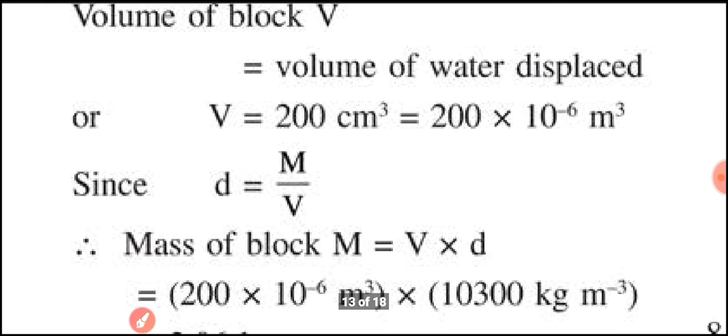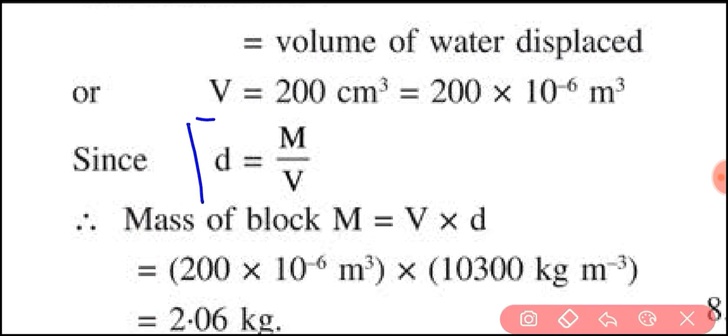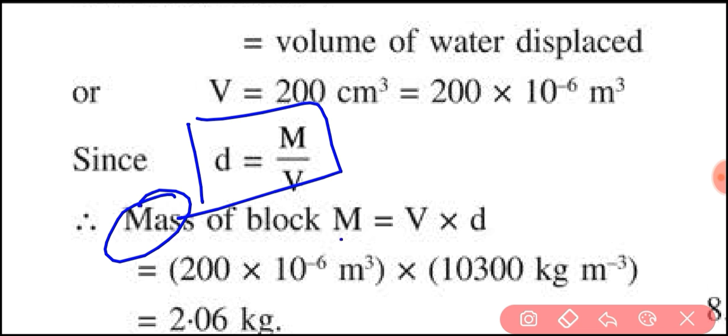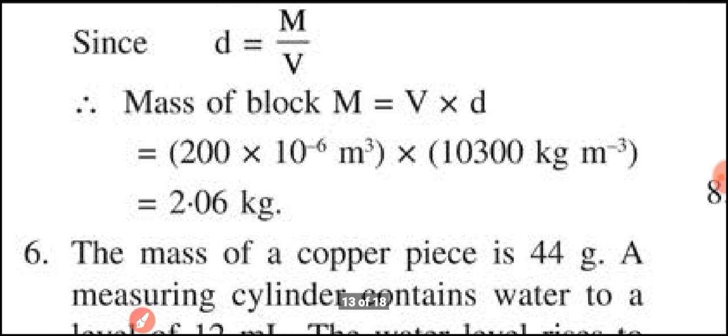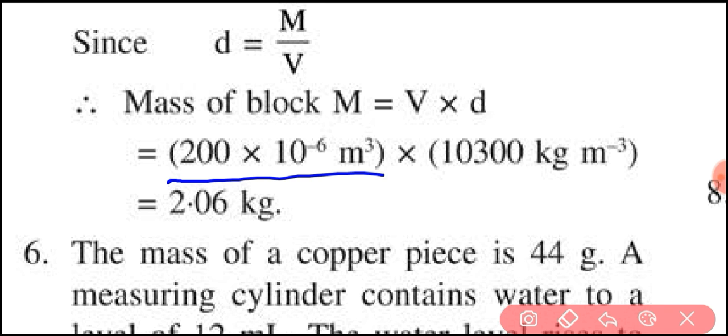So now we know that the equation density is equal to m upon v. This is the equation to find out density. But here we have to find out the mass. So mass is equal to v into d. Please listen carefully. Mass m is equal to v into d. That means volume 200 into 10 raised to minus 6 multiplied by 10,300 kilogram per meter cube. By multiplying this, we will get the answer 2.06 kilogram.